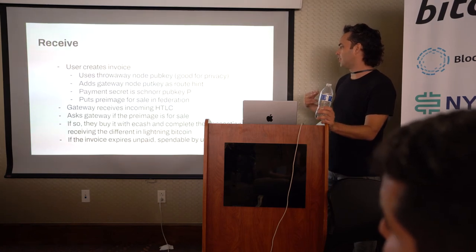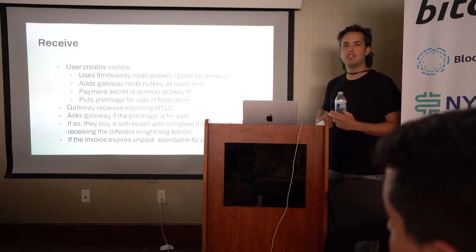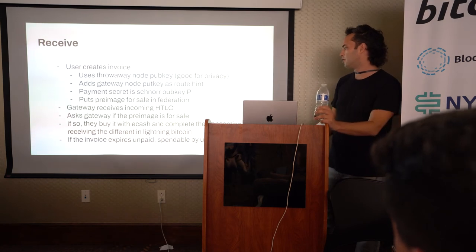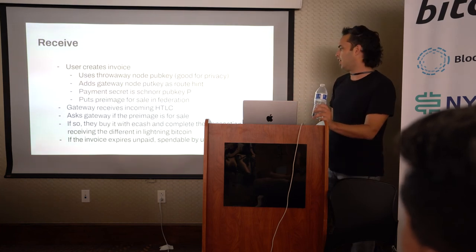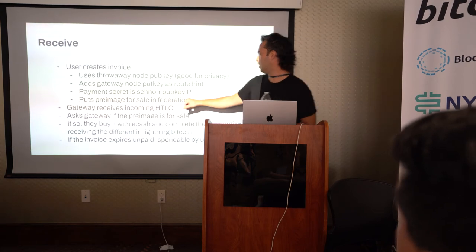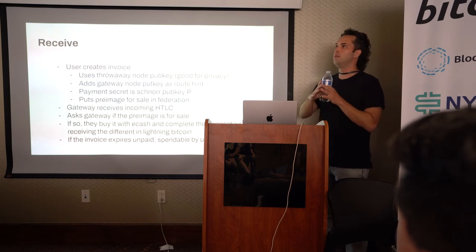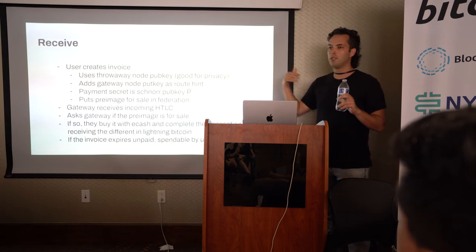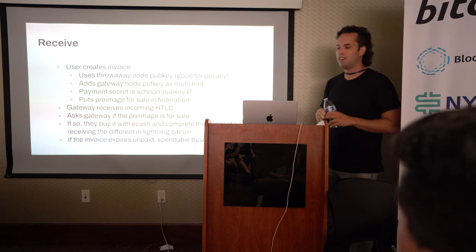So you get this HTLC, and you go ask the Federation, hey, is the preimage for sale for this payment hash? And the Federation will say yes or no. If so, the gateway now enters into an escrow contract. I skipped a step here. Actually, the preimage is threshold encrypted to the pub keys of the Federation, just in case one of the Federation members is the gateway, so they can't steal it. If it's in plain text, they would see it and they could steal the preimage. So it's threshold encrypted.